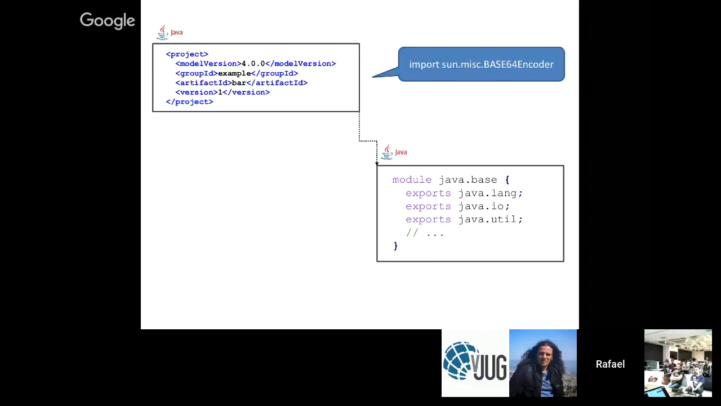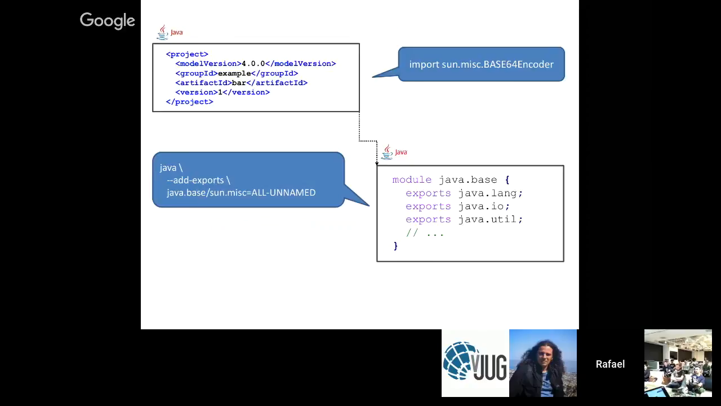So, that's a tricky part. You cannot reference these classes. You cannot override what a module exports. You can only demand a dependency. You can say, I want to depend on java.base. And if java.base includes something like sun.misc Base64 encoder, but it doesn't export the sun.misc package, which it does not, then you don't have any chance of accessing these packages, unless, and this is where I'm getting to now, unless you explicitly say so.